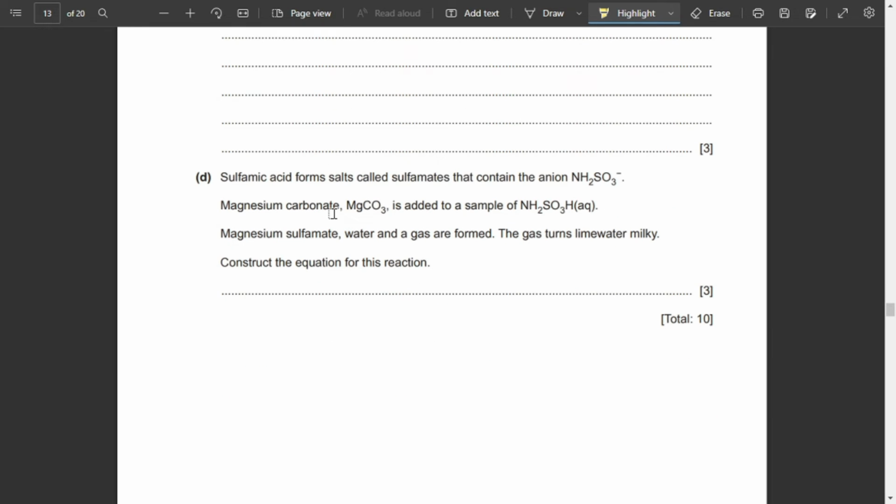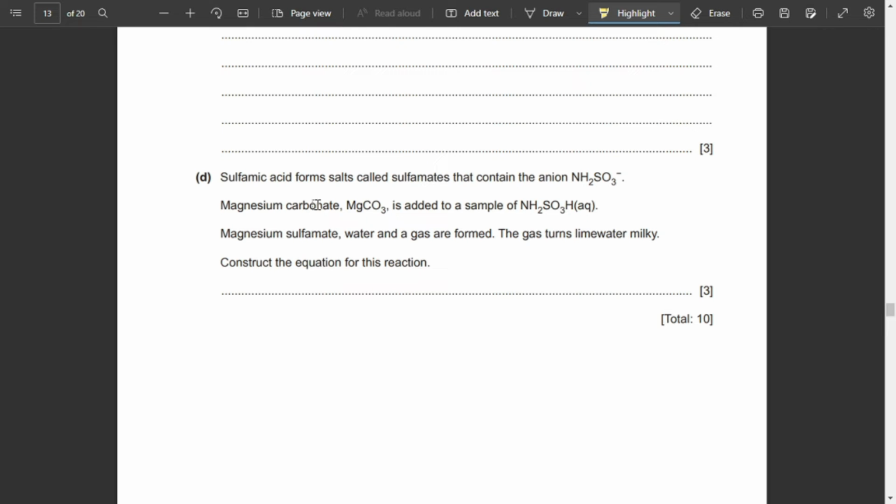Moving on to part D. Sulfamic acid forms salts called sulfamates that contain an anion NH2SO3-. Magnesium carbonate, MgCO3, is added to a sample of NH2SO3H. Magnesium sulfamate, water and a gas are formed. The gas turns lime water milky. Construct the equation for this reaction. Okay, so this is basically a 3-mark reaction, so you need to be very careful and vigilant.